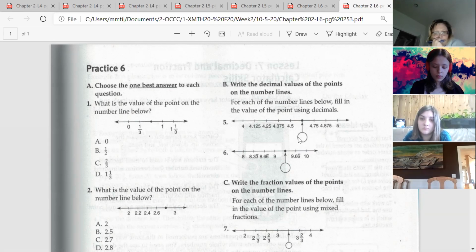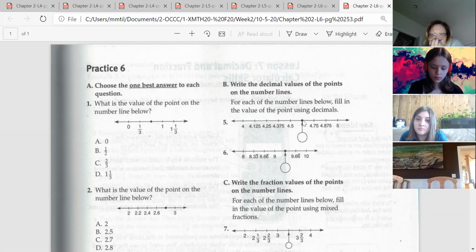Okay, what about number 5? Write the decimal values of the points on the number line. So for each of the number lines below, fill in the value of the point using decimals. They should give you enough clues to do this. What would this one be? 4.5. No, wait. It's 4.5 right here. I just saw that. 4.75 is right here. 4.6. Yeah, but a little more.